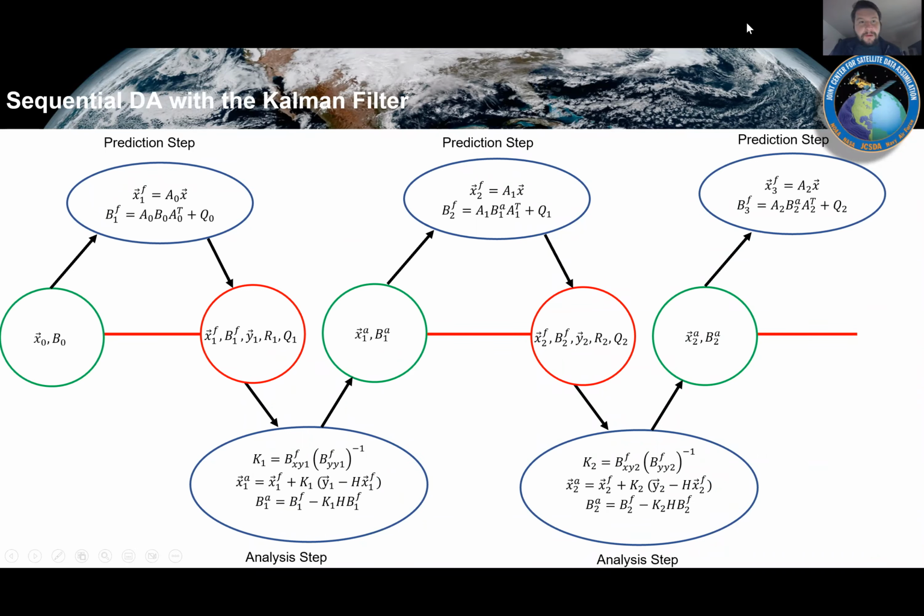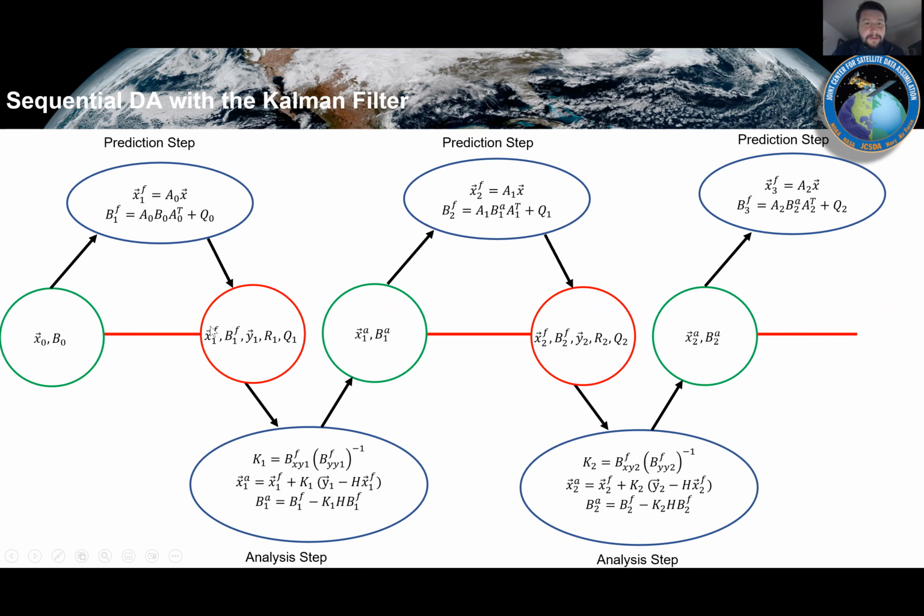Here's just a cartoon of sequential DA with a Kalman filter, just to give you a sense of how that works. This is not 4D var, but I'll give you a cartoon of that as well. But the idea is that you have an initial background, an initial guess. You forward this with your model. You get your error covariance.